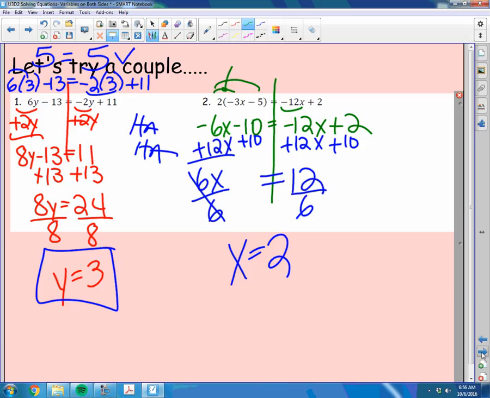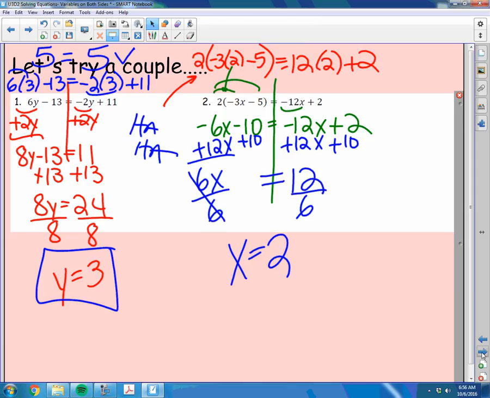I'm not boxing anything until I go back up to the top, and I plug in 2, parentheses, -3 times 2 minus 5. You can type that into your calculator and then see if it's the same as -12 times 2 plus 2. What you should find when you punch it all into the calculator is that both sides equal negative 22. So our check is complete and we're good to go.